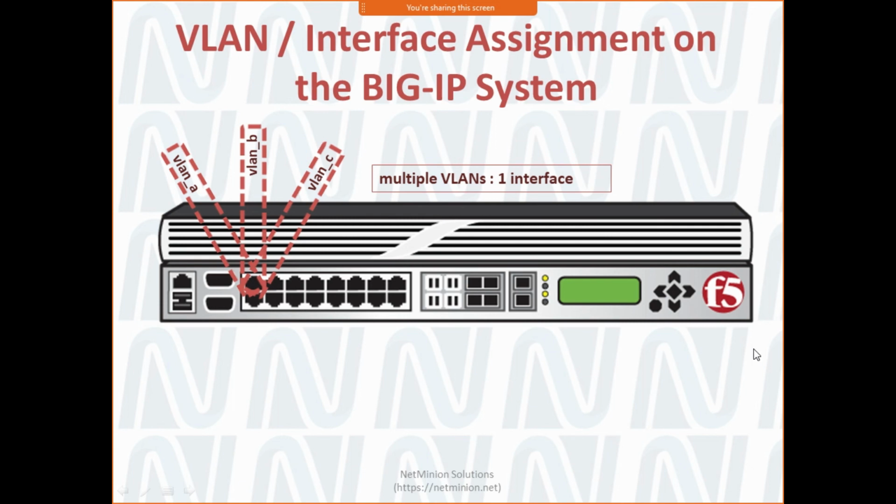But if you want to make it a tagged interface, then you can use multiple VLANs, from 1 to 4094, whatever you want to add. So when your BIG-IP unit is added to another switch or another device, you can use VLAN tags or untagged, depending upon your design.